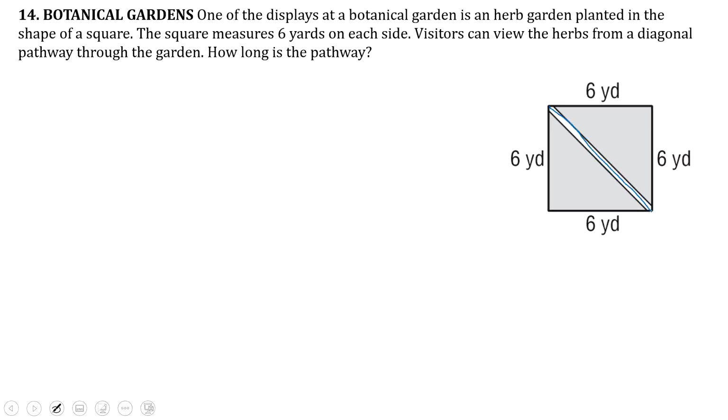Hypotenuse. It's a square. So we know it's a 45, 45, 90-degree triangle because that's what happens when you cut a square on the diagonal. We also know that if x is 6, my hypotenuse is going to be 6 times the square root of 2. Does that make sense? Hope everybody kind of got that one.